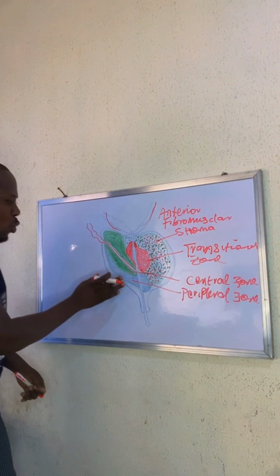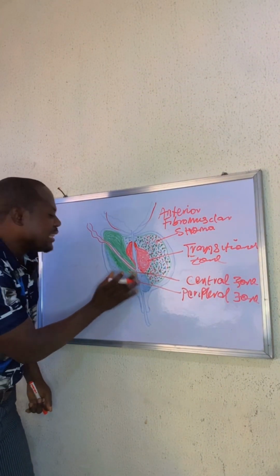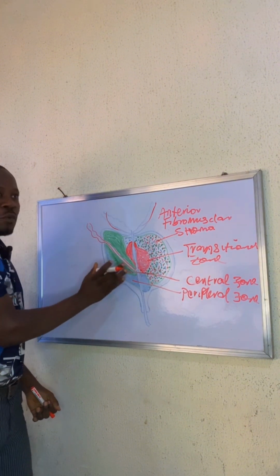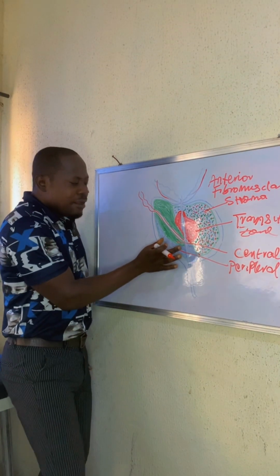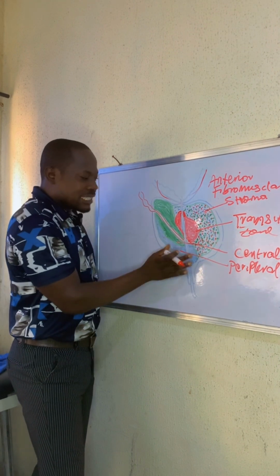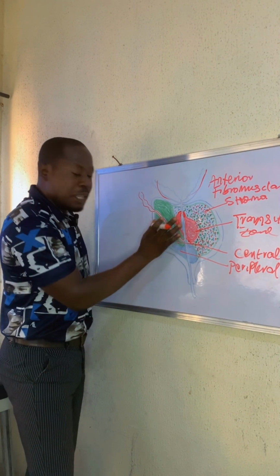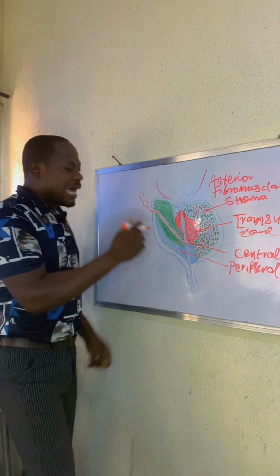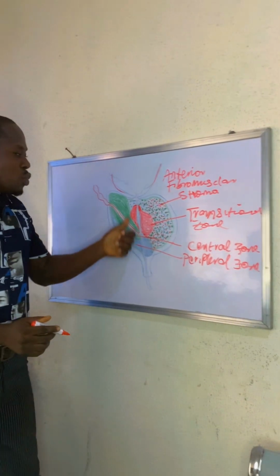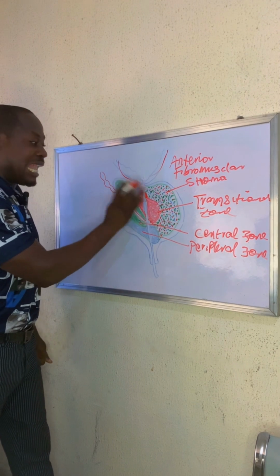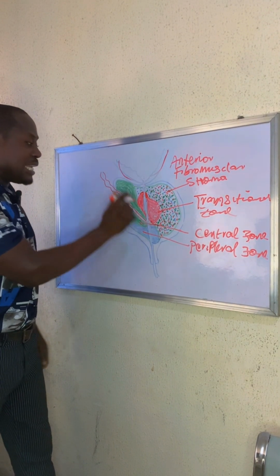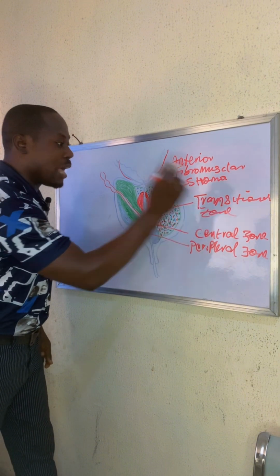This peripheral zone is 75% vulnerable to malignancy, which is cancer. The area that can easily get affected with cancer in the prostate gland is called the peripheral zone. And the zone that can easily get enlarged, which is not cancer related, is called the transitional zone.